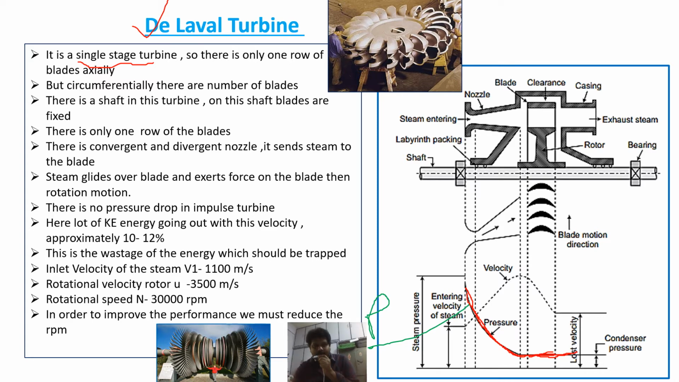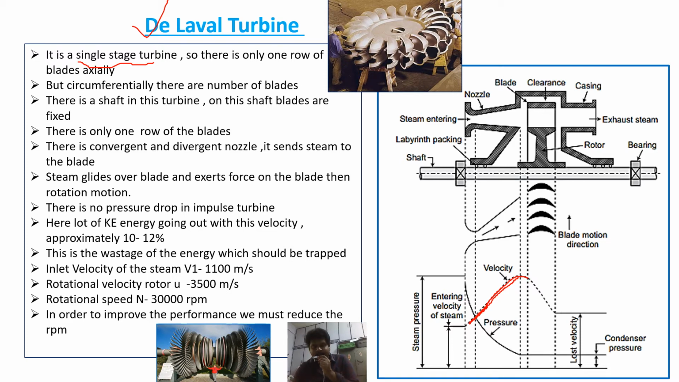Now coming to velocity line. Here you can see this is the velocity line. I am showing with the red color line. As we know that when it passes through the nozzle, the velocity of the fluid will increase, because potential energy is converted into kinetic energy. So that is the reason why here this velocity is increased here. After nozzle, it will enter into the gap. Here there is no change in the velocity.